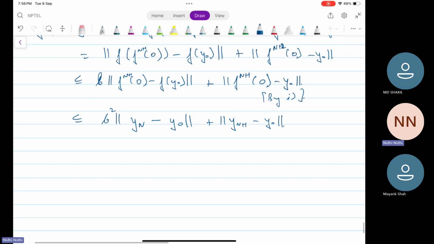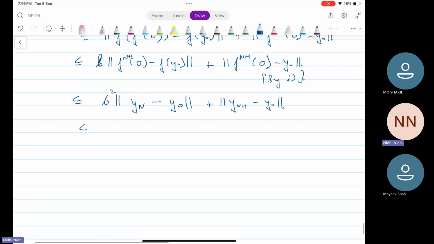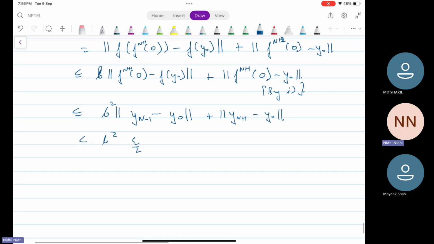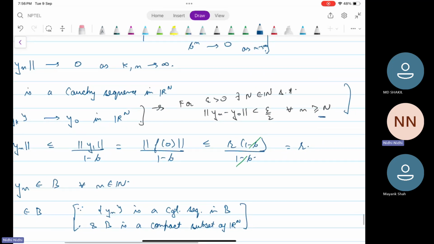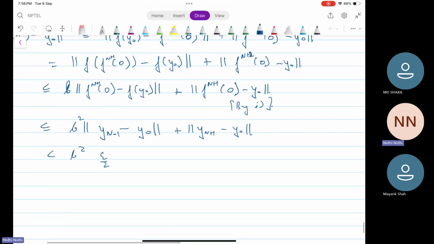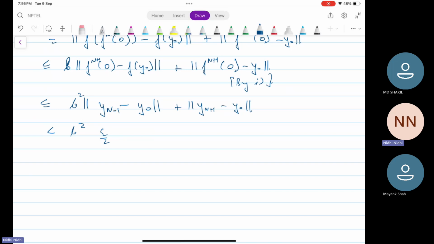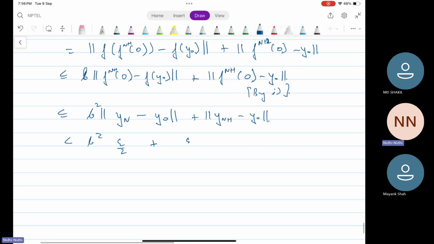Now this will be less than b square times epsilon by 2. Then we'll have to use n plus 1, but I have taken in this definition n greater than or equal to n. So that's fine, but to be accurate, plus epsilon by 2.